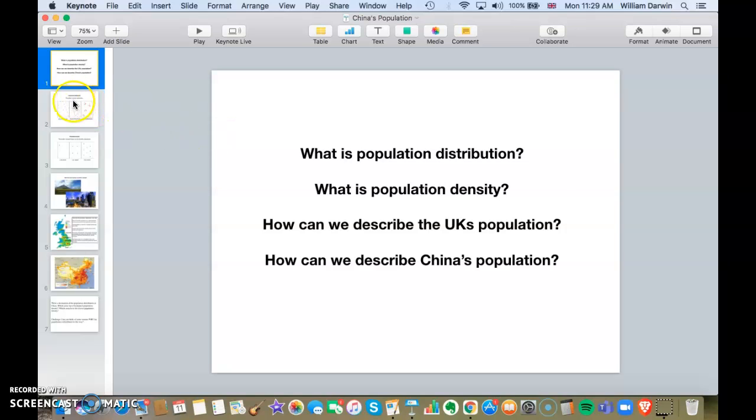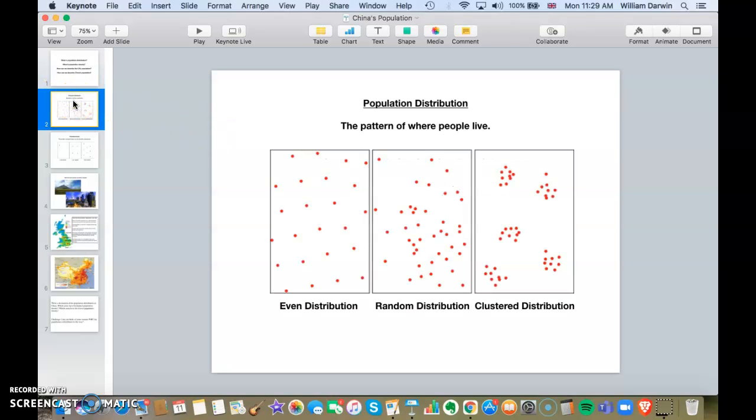Okay, first, what is population distribution? Well, population distribution is the pattern of where people live. And on the screen you can see that there are three boxes. The first shows that all of the members of the population are evenly spread out. There's an even distance between each member of this population, between each person, or each group of people. And so this is called an even distribution.